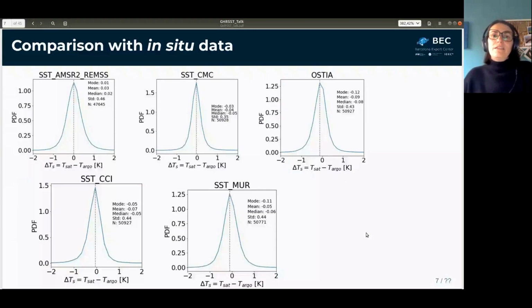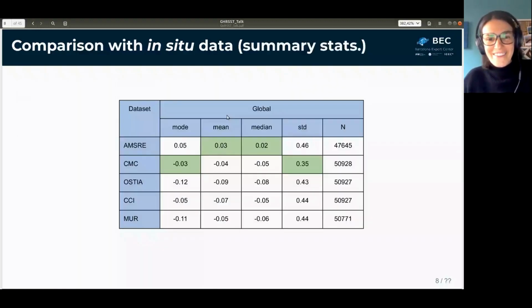I'm showing you here the probability density function with the different statistics. As a first look, they're quite similar, but the CMC seems to provide the more accurate, or have slightly lower, standard deviation. I'm trying to go fast in that part because I wanted to show you the other part that takes more time. This is a summary of the different statistics that I was showing in the PDF. The green shadows indicate the best performance in every statistic, and as you can see, when we consider the comparison with in situ data, our best choices would be between CMC and AMSR.